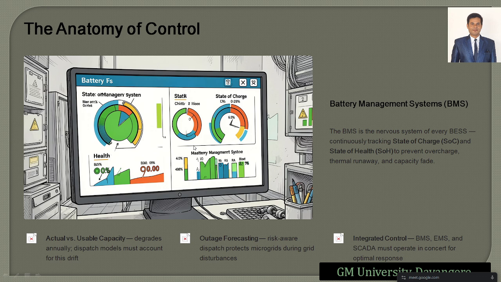So what are the strategies you are going to implement, right? What are the strategies you have to implement for that? What is the anatomy of the controlling of your battery management system, right? So BMS is the nervous system of every battery energy storage system, continuously tracking the state of charge and state of health, to prevent overcharging, thermal runaway and capacity failure. So these things we already discussed in the previous sessions, right? The battery management system is the most vital and important concept. So we have to think about the SOC and SOH, how we are going to monitor this SOC and SOH and the thermal runaway, right? So what strategies you are going to implement? What are the different strategies, Uday, for controlling the BMS?